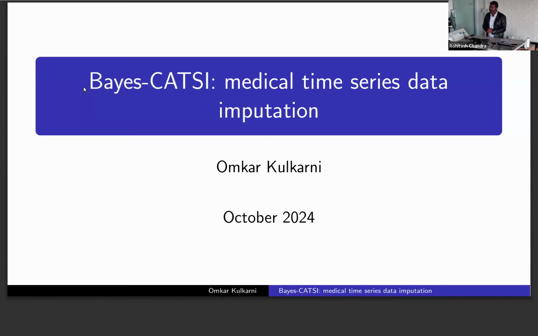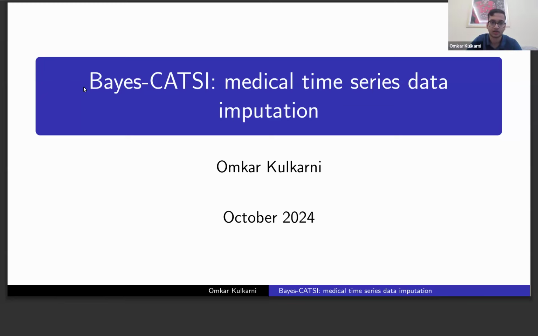The topic is Bayes-CATSI, and what is CATSI? It's a model for data imputation in time series, and the focus of this presentation is medical time series data using deep learning-based data imputation. Omkar has been doing a research project with me online, and this is a product of that research project, and the paper is under review in a Q1 journal. Thank you, Omkar. You can begin.